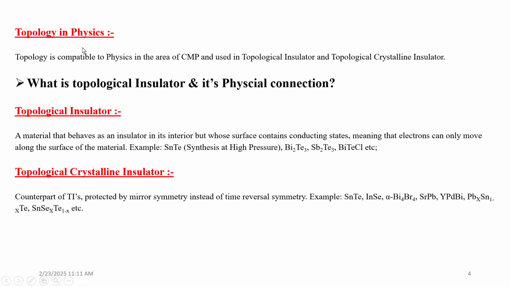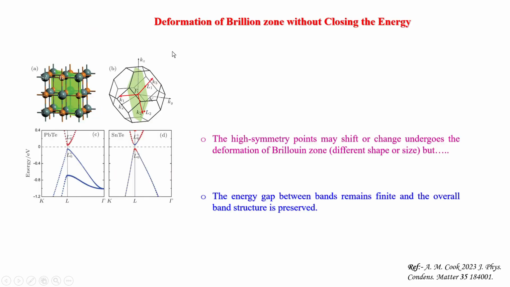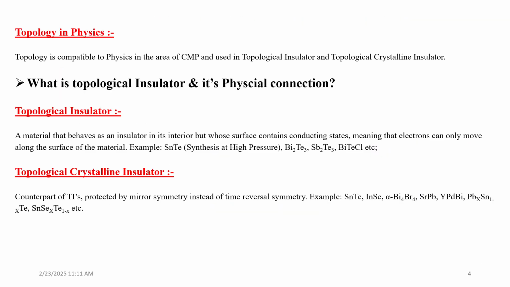So topology in physics. In condensed matter physics, this deals with the topological insulator and the topological crystalline insulator. What is a topological insulator and its physical connection? Topological insulators are those materials which have a conducting surface but an insulating bulk. At the surface, electrons move very rapidly, with very high speed, and many physicists claim that the continuous band deformation in topological insulators is so rapid that there is no uncertainty up to the level of the Heisenberg uncertainty.